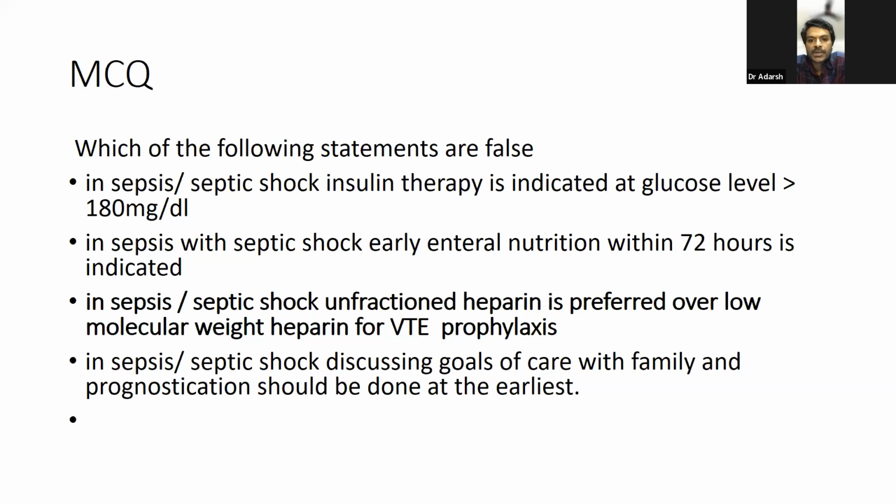Yeah. So most of them are correct. They're answering saying that there is no difference between unfractionated heparin versus low molecular weight heparin for DVT prophylaxis. As we know, for 2 consecutive glucose values of more than 180, there is an indication to administer insulin therapy, and early enteral nutrition as early as possible. And as you rightly said, there is no difference between unfractionated heparin versus low molecular weight heparin for DVT prophylaxis. Yes, family-centered care should always be practiced, and early prognostication should also be done.